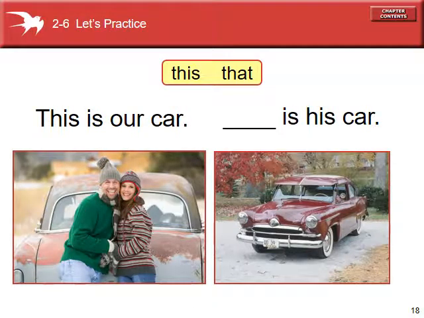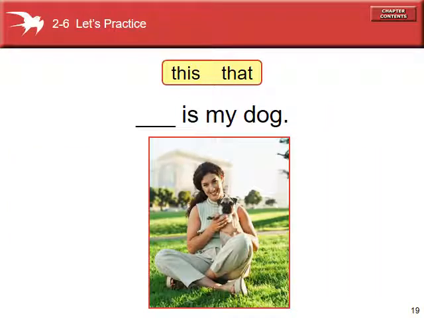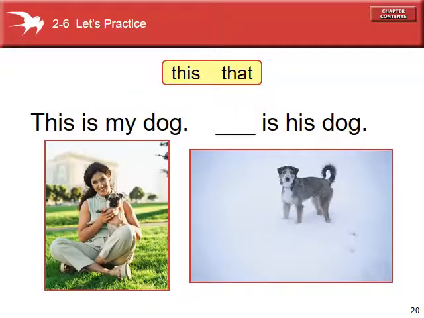In this case, the car is far away from us, so we're going to say that is his car. In this case, is the dog close or far away from us? In this case, it's close, so we're going to say this is my dog. In this case, the dog is far away from us, so we're going to say that is his dog.